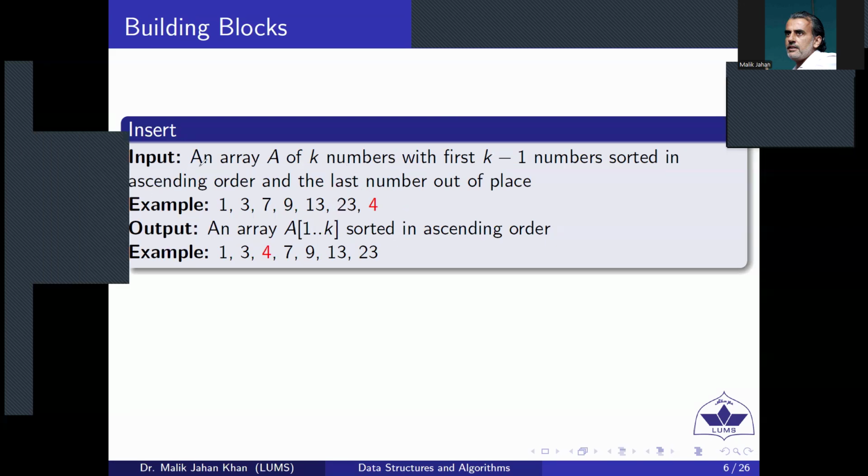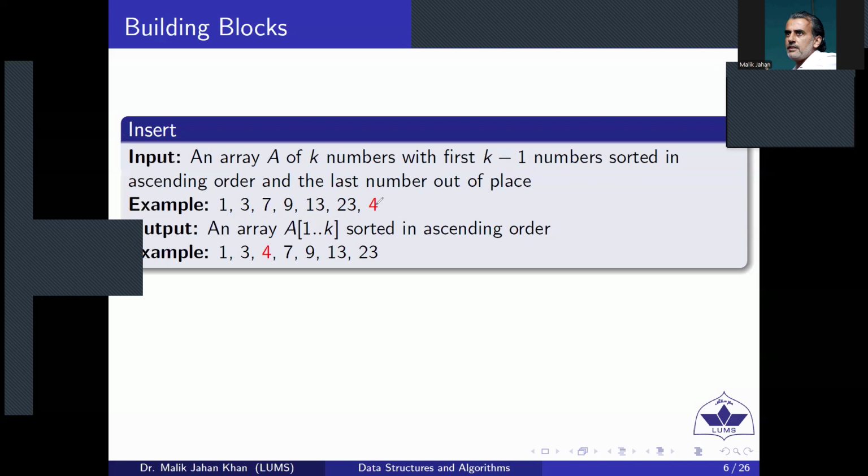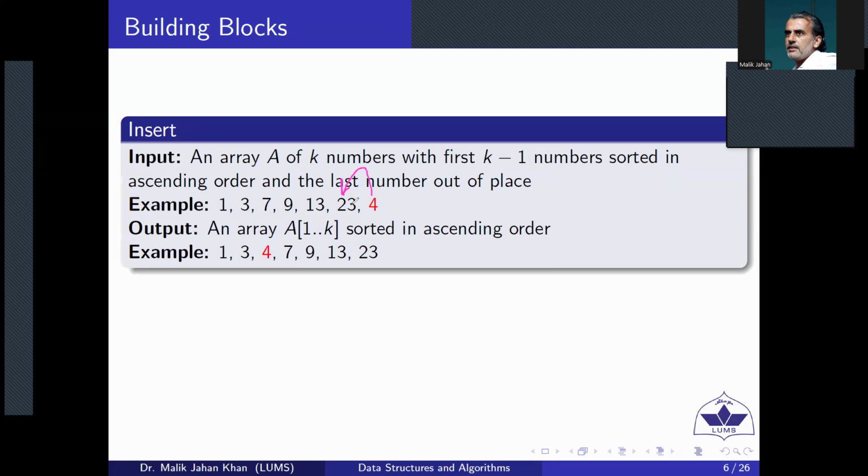If you look at the input, 4 is the number which is out of place. For example, if 4 would have been 400, then we'll just compare 400 with 23 and decide that 400 is greater than 23. So we don't need to do anything in the array. We don't need to make any change. After one comparison, we will decide that 400 is at its right place, because if it is greater than 23, then it would be greater than all other numbers, because all previous numbers are pre-sorted. So that is the best case.